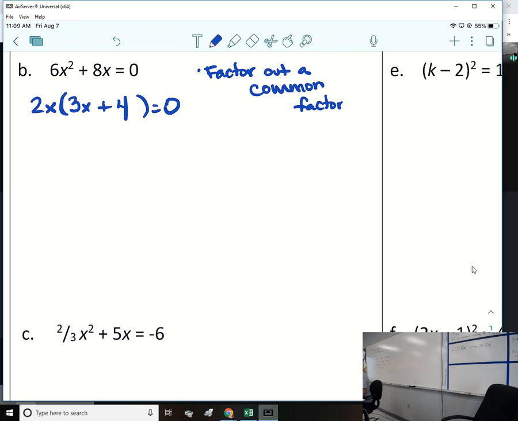Okay, then same thing like the last one. We're going to set each factor equal to 0, and we're going to get two answers, 0 and negative 4/3. Those are the two values for x that we can plug in and get a true statement: we would get 0 equals 0.